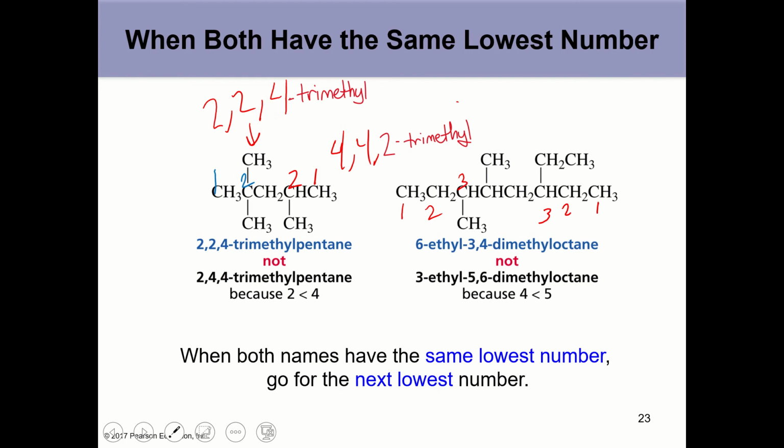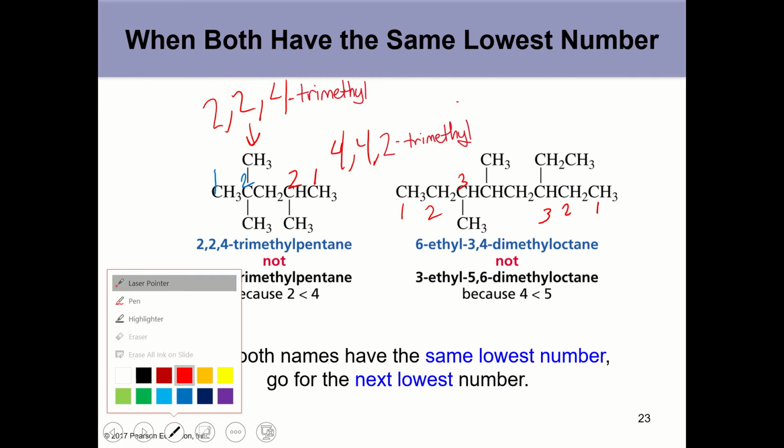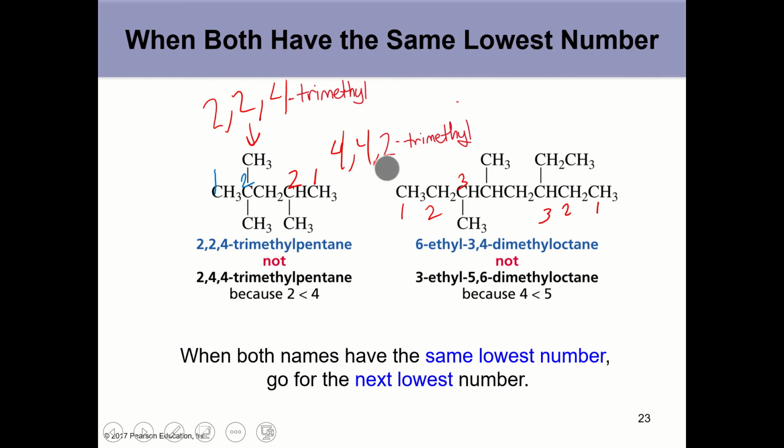from numbering from left to right, or if we number from right to left, we would see 4, 4, 2. Why won't this work? Okay, 4, 4, 2, numbering from right to left. And the lower possible numbering is to have 2 2s and only 1 4 versus 2 4s and 1 2.